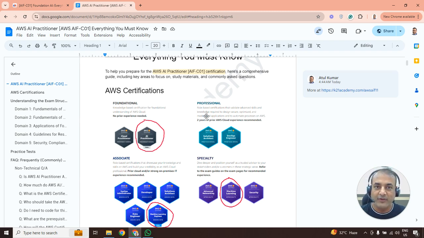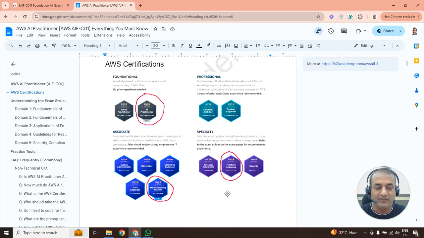You also have professional, which is like DevOps Engineer or AWS Solutions Architect Professional, and then you have specialty, which is machine learning, networking or security specialty as well. So mainly you'll be working on AI Practitioner, followed by the AI machine learning associate, and then the machine learning specialty. So this is the flow, depending on what background you're coming from.